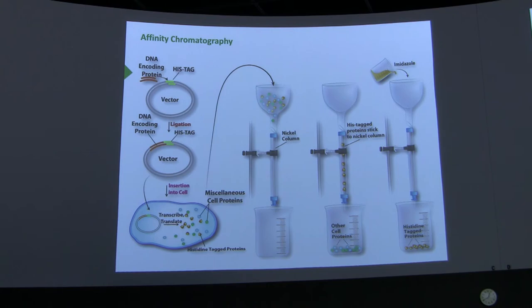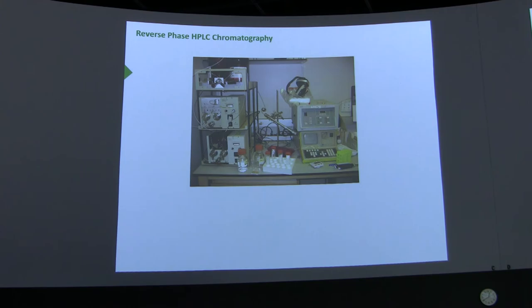Okay. Reverse phase HPLC chromatography, another type of chromatography. This HP stands for high performance, but a lot of people say it stands for high pressure because it involves very high pressures, thousands of pounds of pressure. Because the columns that we use here contain microscopic or nanoscopic beads. The beads are very, very tiny, and they're packed very, very tight.